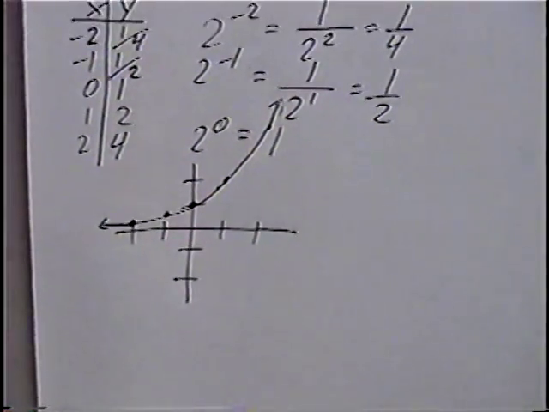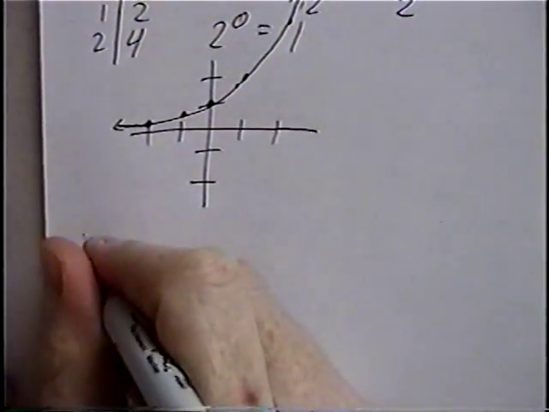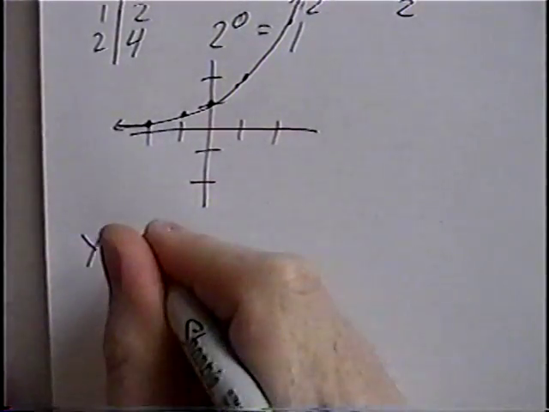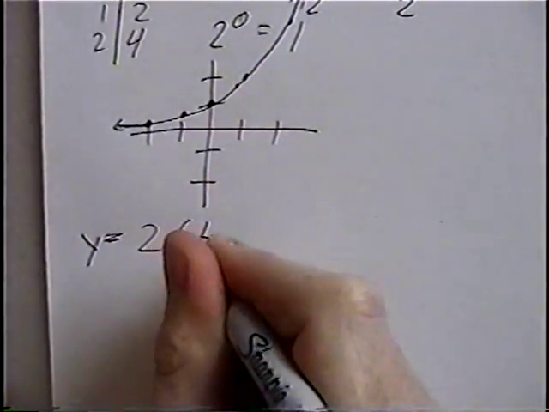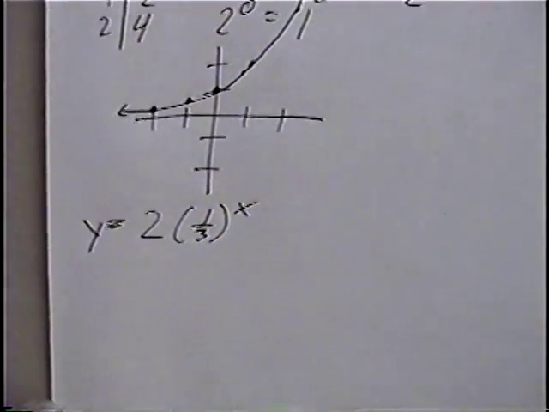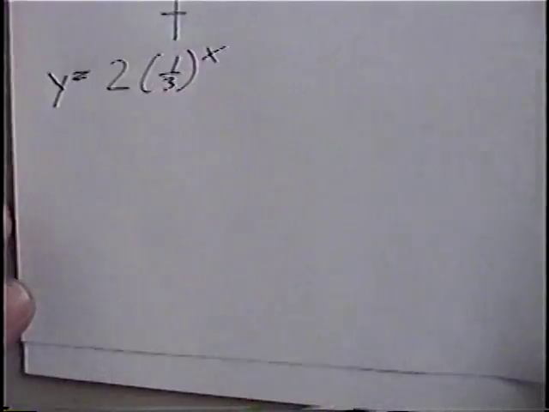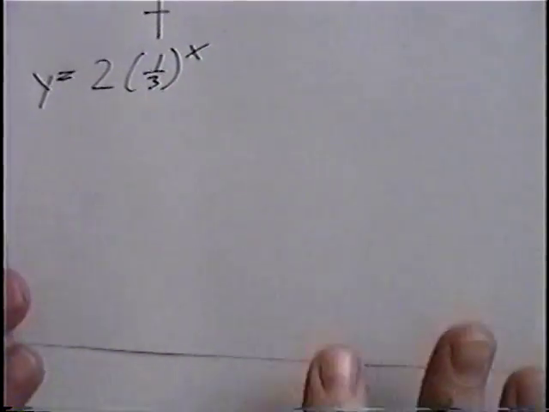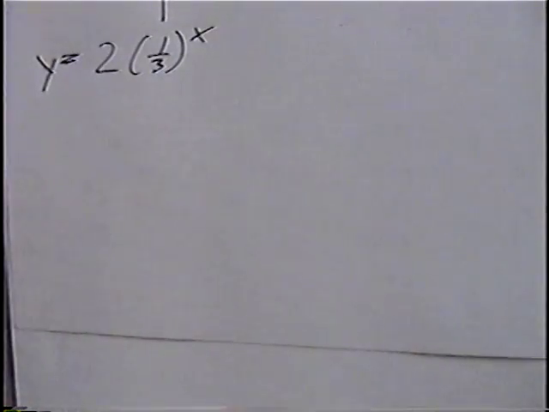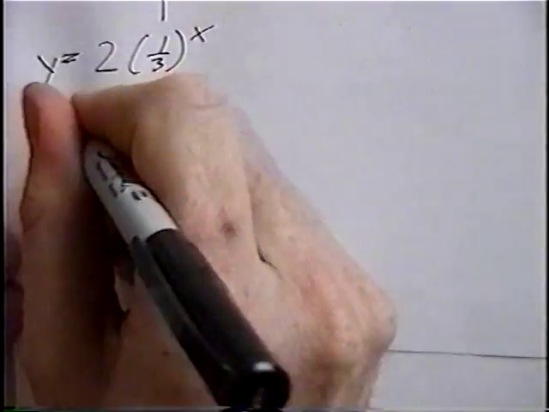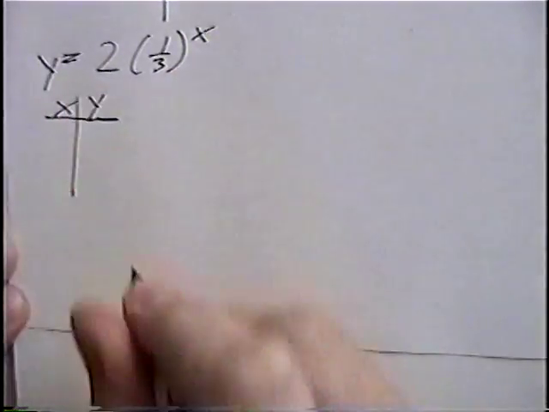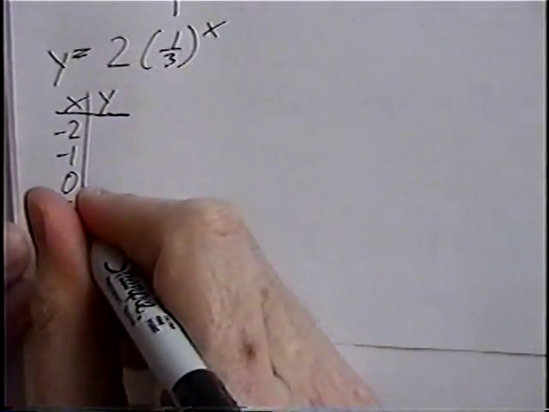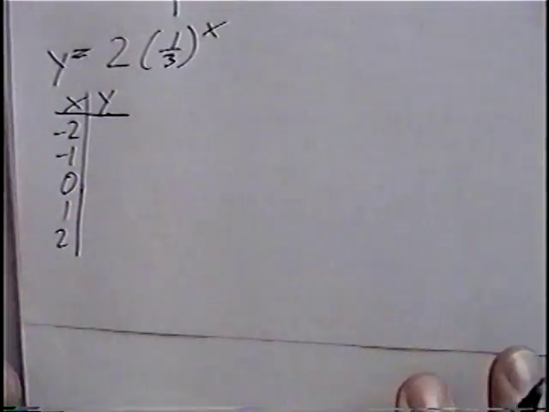The next question we'll graph is y equals 2 times parentheses 1/3 to the x power. Same steps as before. We'll do a t-table. Again, the best numbers to use will be -2, -1, 0, 1, and 2.